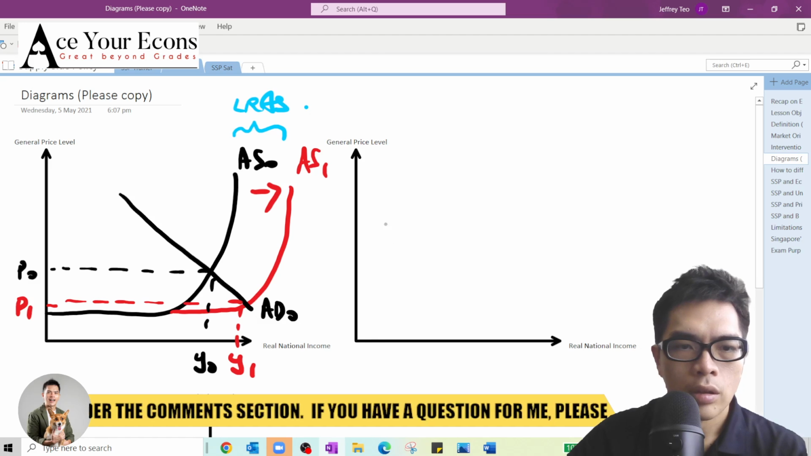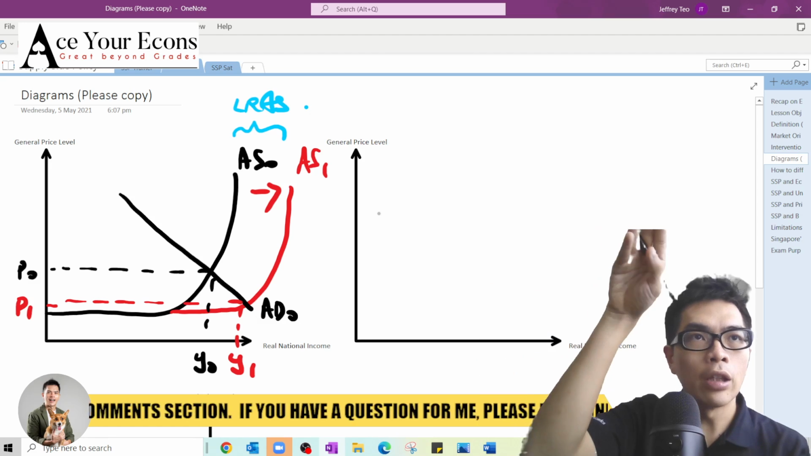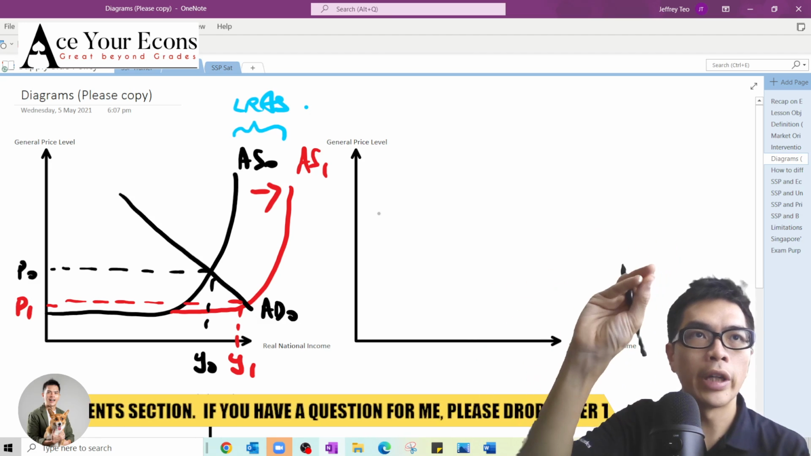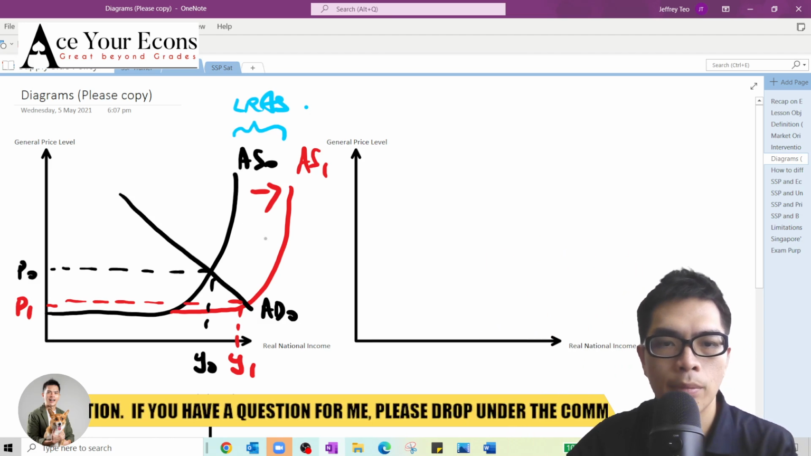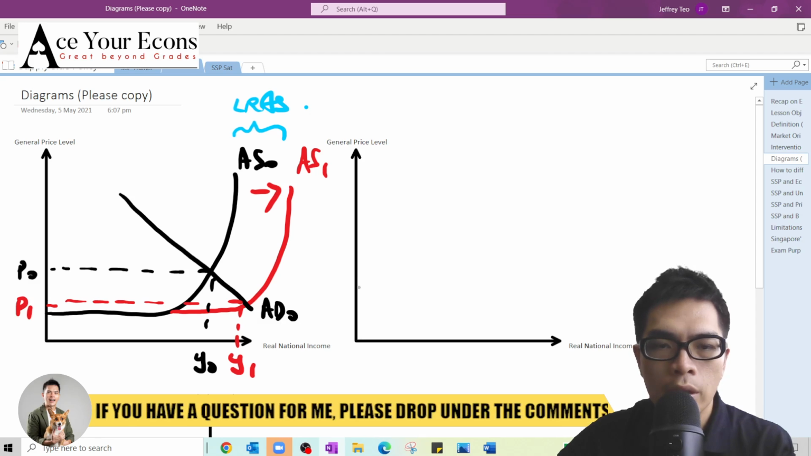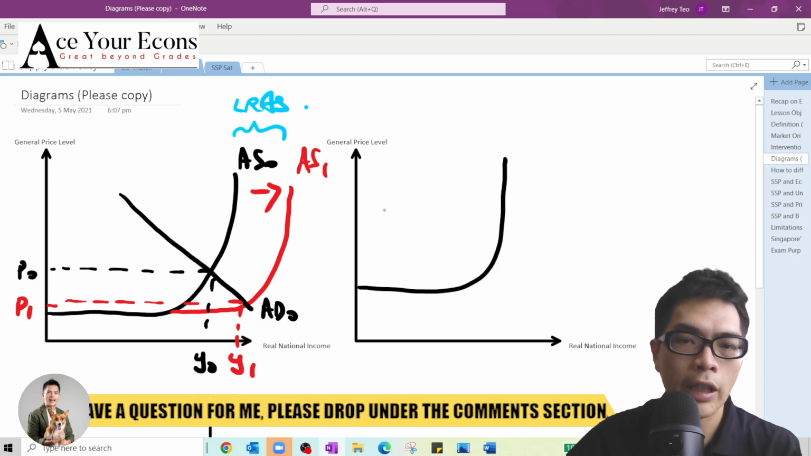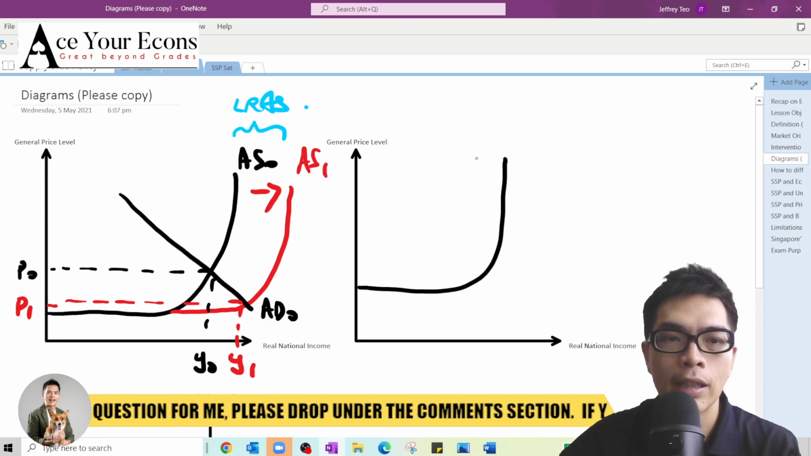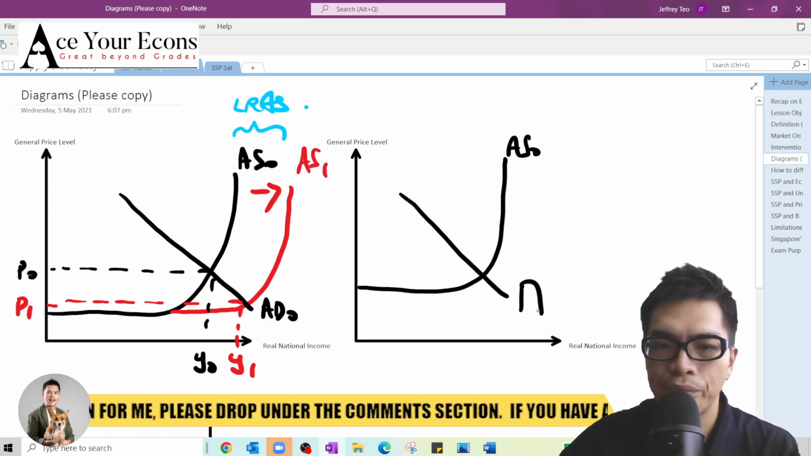Like I've said, if you don't draw at the intermediate region, then you are going to have a problem showing the lowering of the price level. So make sure you keep your illustration at the intermediate region. The next one is not necessarily at the intermediate region. You can also draw it at the Keynesian region. But for simplicity, let's keep it at the intermediate region. We can show this.